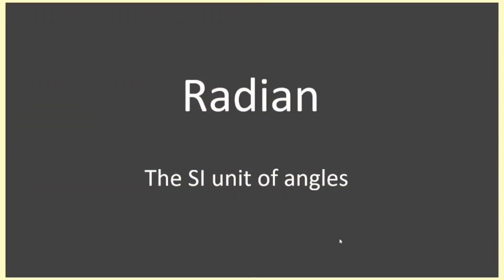Radian, the SI unit of angles. Let's discuss the SI unit of angle, radian. This is our x-axis and this is our y-axis. In this xy plane, I would like to draw a ray OA. The ray OA can freely rotate in this xy plane about its axis at the center O.